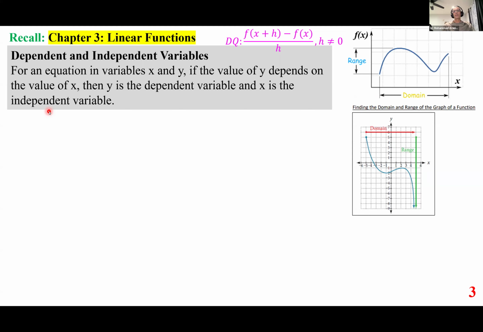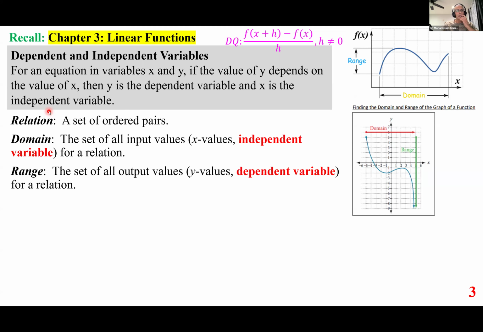So we want to discuss the concept of a domain and range. Relation, a set of ordered pairs. Domain, the set of all input values, x values, the independent variable for a relation. Range, the set of all output values, y values, dependent variable for a relation. In other words, if we are looking at a graph, if we lay it down along the x-axis, what it covers is the domain. If we lay it down along the y-axis, what it covers is the range.